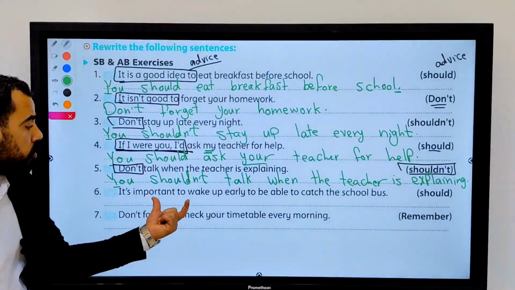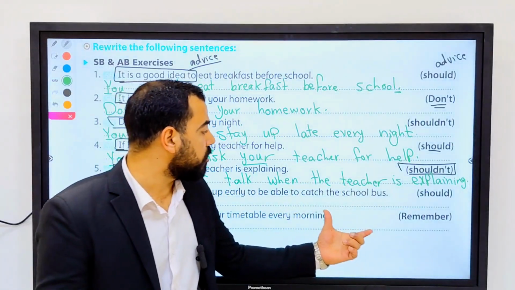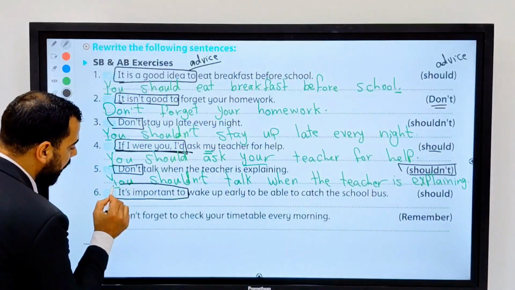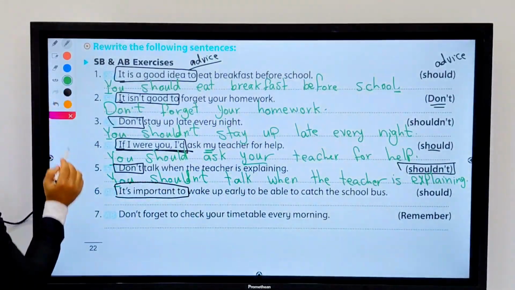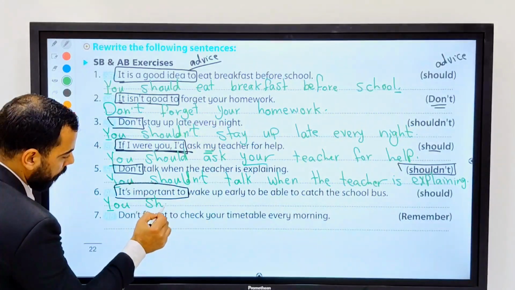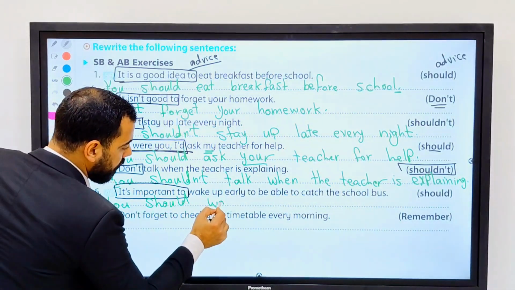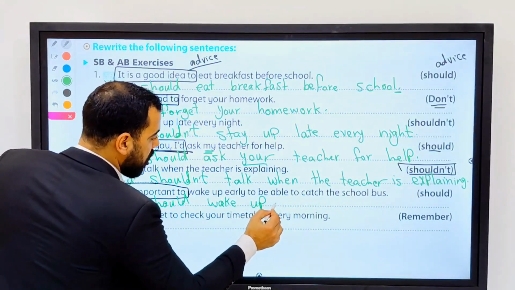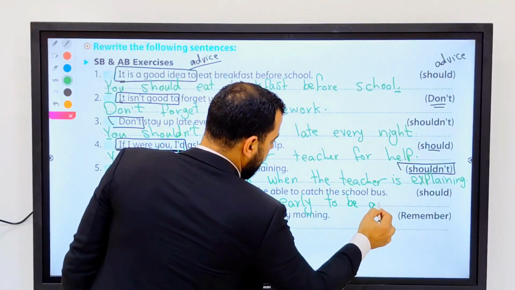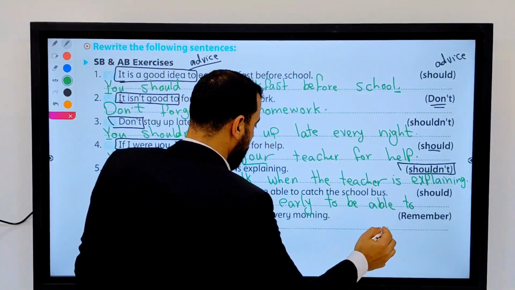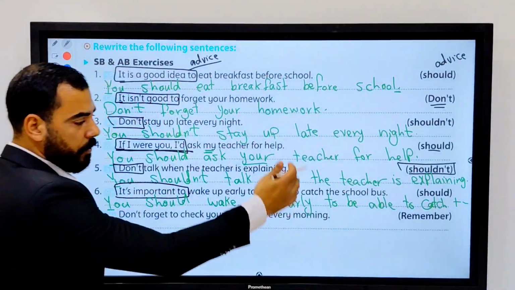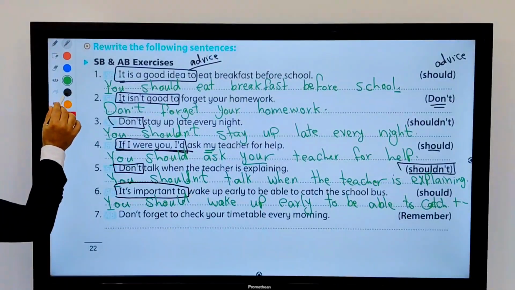So it's important to wake up early to be able to catch the school bus. So it's important to give advice, and should to give advice. You should wake up early to be able to catch the bus. We don't have enough space to write the rest of the sentence, so let's move to the next.